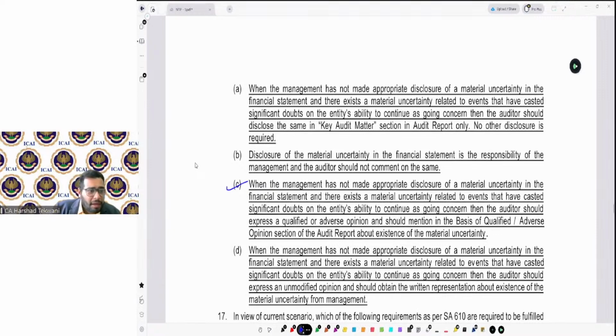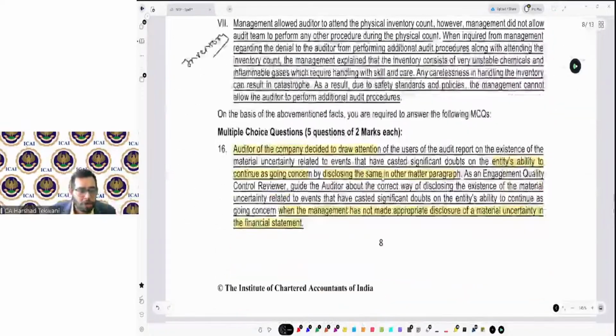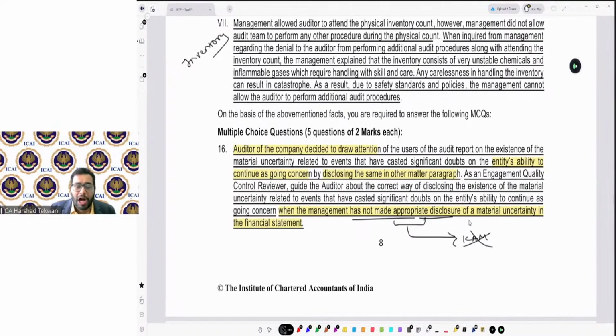Now, option A, key audit matters. In the question it was stated that management has not made appropriate disclosures. If that is the scenario, we know that a CAM is not an alternative to management disclosures. CAM is not an alternative to a management disclosure.